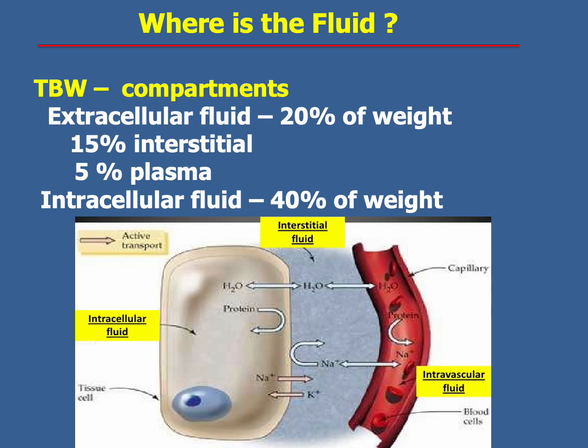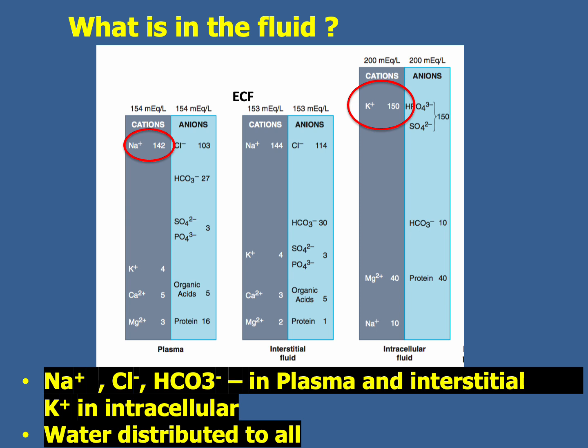40% of the total body weight, or 28 liters in a 70-kilogram male, of the water is in the intracellular space, and 20%, or 14 liters, is in the extracellular space, with 15% in the interstitial space and 5% in the plasma. The composition of fluid depends upon which space it occupies. The extracellular space has mainly sodium, chloride, and bicarbonate. The main intracellular ion is potassium.